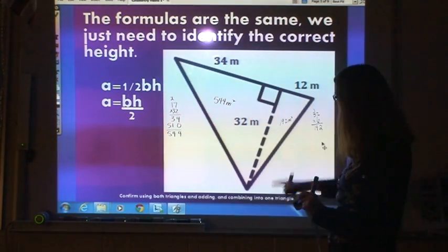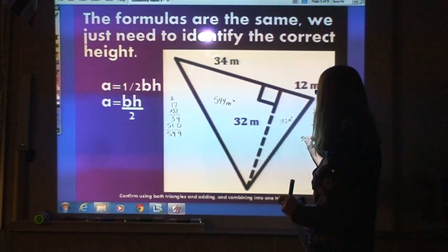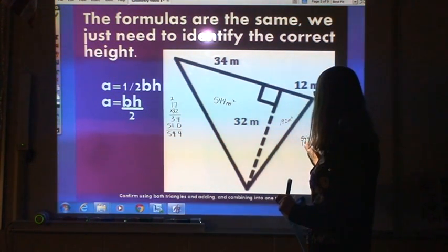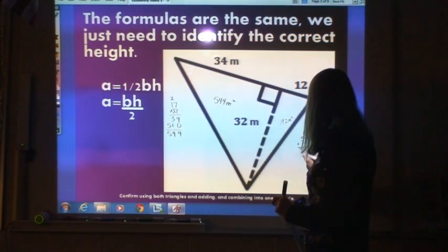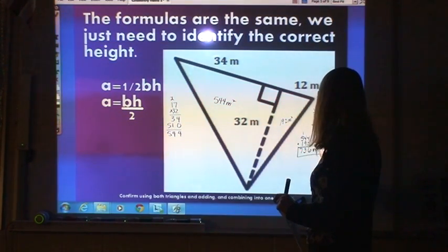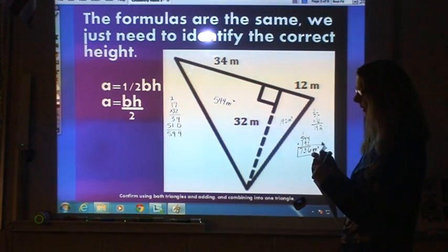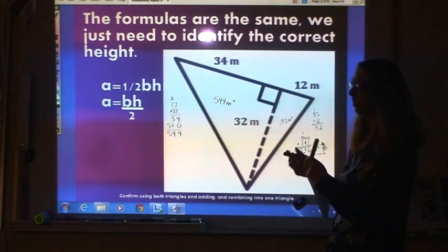So if I want to find this whole area, I'm going to take this and add it to this. So 544 plus 192 is 736 meters squared. This is the area of that whole triangle because I added the two right triangles together.